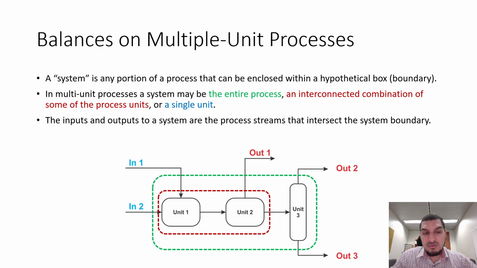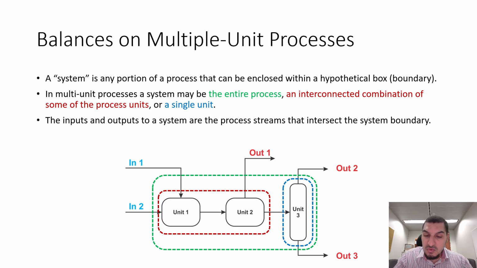Or we can apply it to a single unit, like unit three, and in this case, I care about this stream because it crosses the blue boundary and the two output streams. So from this, we can see that it's very, very important to define the system before we do anything, because the definition of the system will decide which streams you are interested in, which streams we are going to include, and which are not included. So this is a very, very important thing.